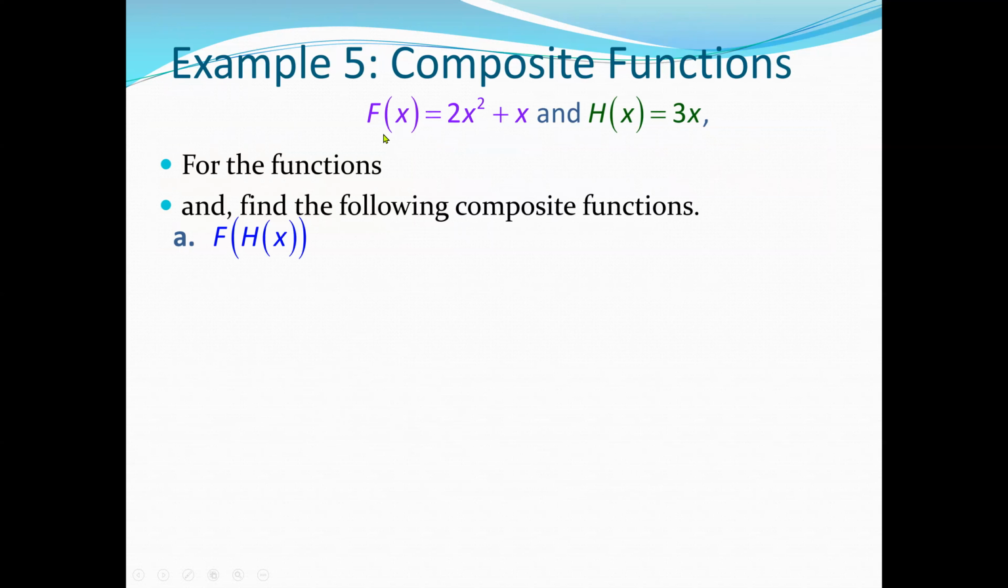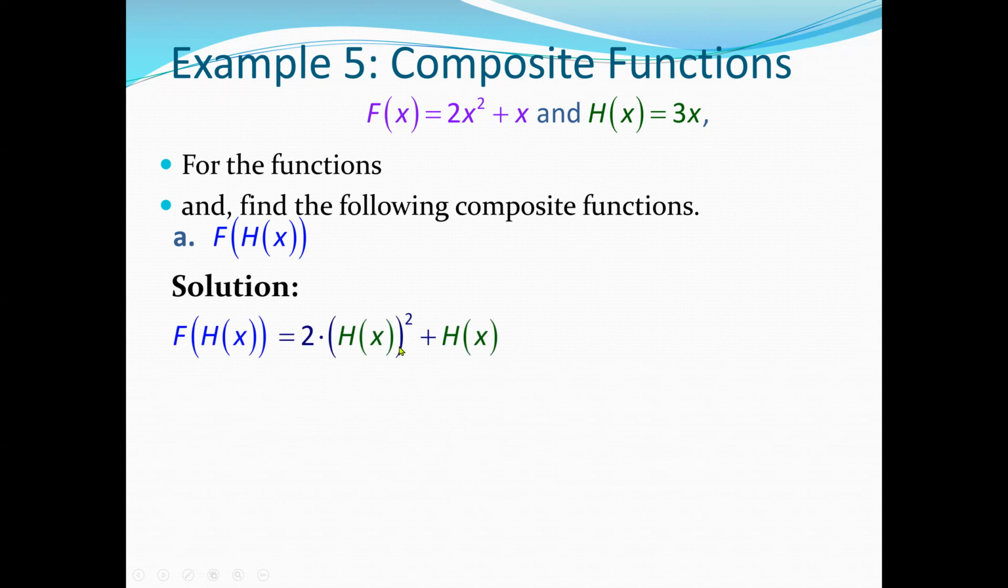Now, if I have a function f at x equal to 2x squared plus x, and g at x equal to 3x, now they say we should find the composite of f g at x. So this means I'm going to write the f at x function first, which is 2x squared plus x. Now, anywhere I see g at x function, which is 3x, I'm going to substitute x with 3x.